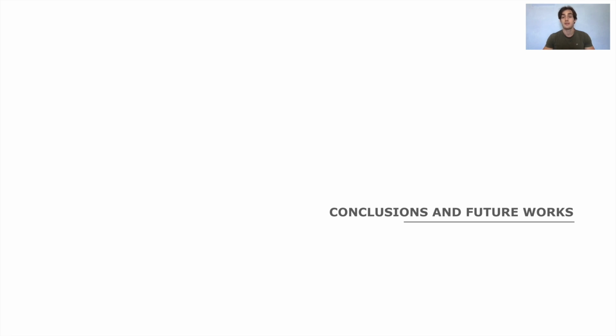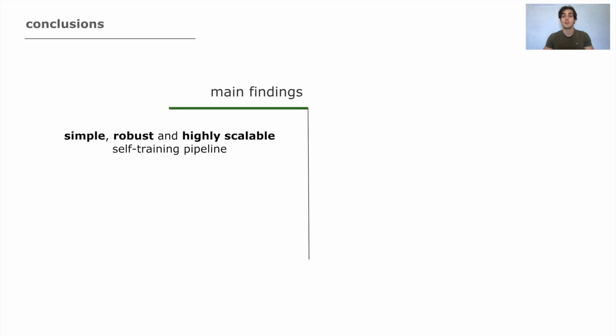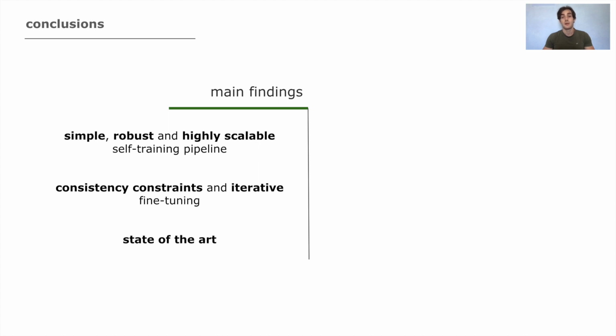To conclude, let me summarize the main findings of this paper. We produce a simple, robust and scalable self-training pipeline to teach the model to segment classes not annotated in the training set. The strength of our pipeline entirely relies on a consistency constraint mechanism and an iterative fine-tuning. And we demonstrated the effectiveness of this method on two commonly used benchmarks for semantic segmentation, and we found that applying such simple considerations outperforms other more complex strategies in generalized zero-label semantic segmentation.